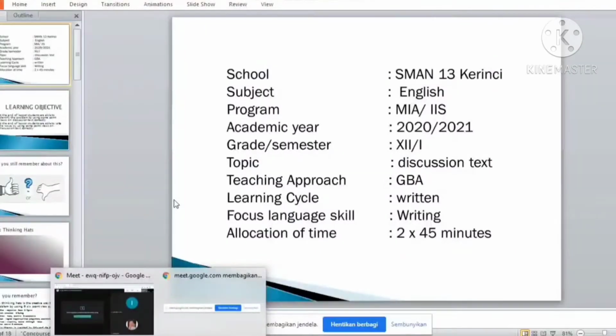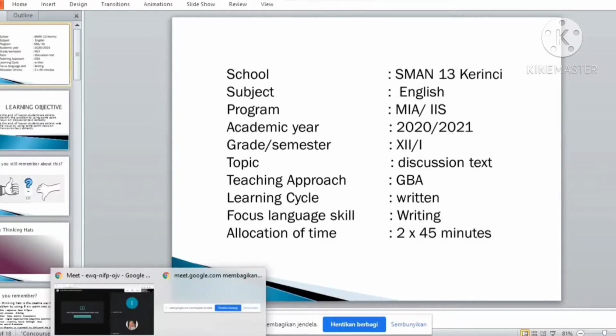My students, do you remember about our lesson last meeting? Yes, about what? About discussion text. Any else? Argument pro and argument against. Okay, you're right, my students.